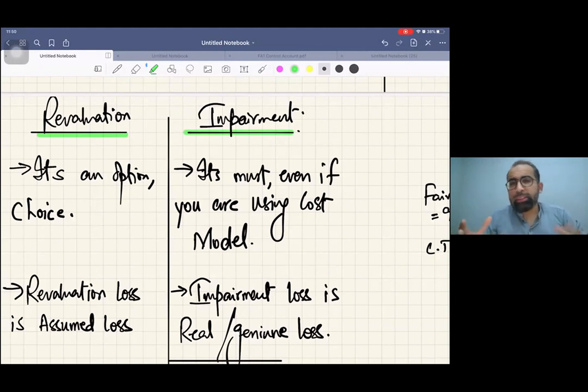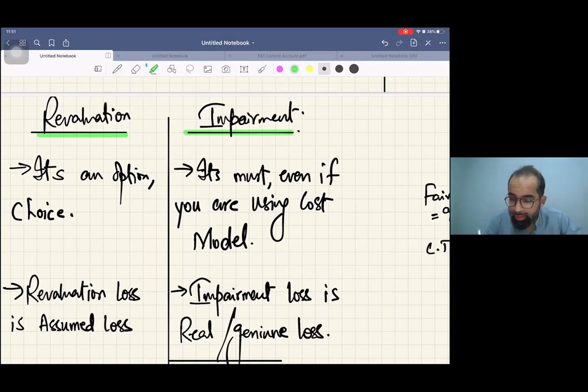Revaluation, it's an option, it's a choice. I hope you remember IAS 16. In IAS 16, you studied two models. The first one is the cost model and the second one is the revaluation model, right? Out of these two models, if you pick the revaluation model, it's totally your choice. It's an option. It's your wish. If you want to pick the revaluation model, you may or you leave it. So it's not mandatory. Revaluation is an option. It's a choice.